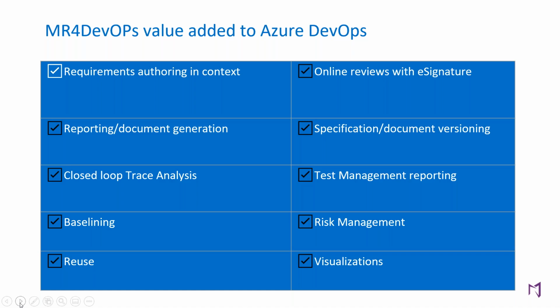And there are many other capabilities, including trace analysis and baselining and online review management, that are unique to Modern Requirements. Simply put, Azure DevOps by itself cannot really support the creation of design controls, the management of risk, and the compliance with the FDA's 21 CFR Part 11 for approvals. And that's where Modern Requirements really shines.